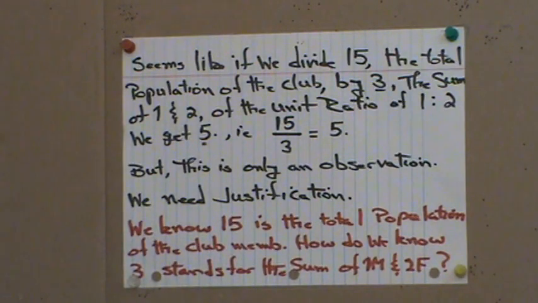Is that right? No. I'm using "but." This is only an observation. We need some kind of justification for that. Then I continue and say that we know 15 is the total population of the club members. We do know that. But how do we know 3 stands for the sum of 1 male and 2 female? That's the question.